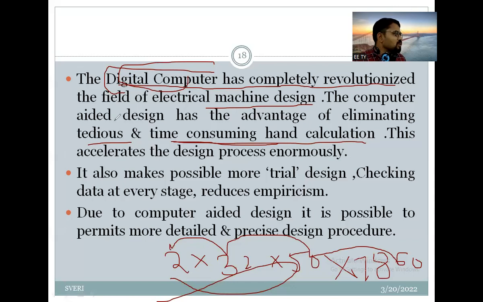Whatever this particular, what I can say, digital computers were not there. Okay, so at that time no option was with us. We had no other option except doing all this calculation. There was no option except doing calculation, we had to do it. No option was there.